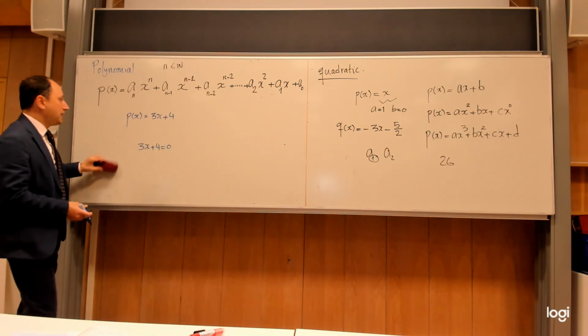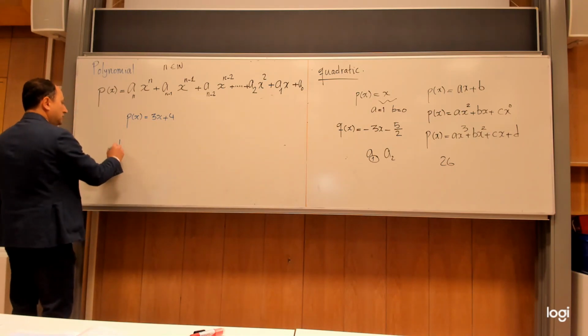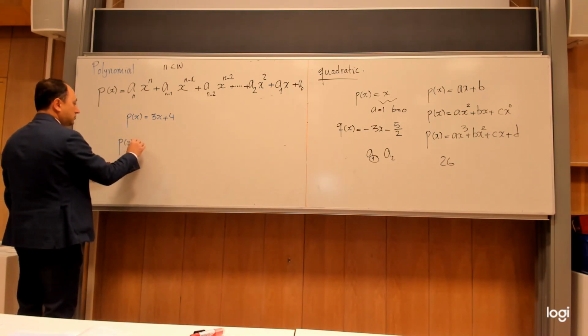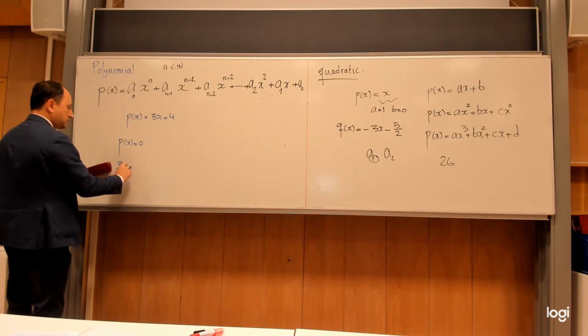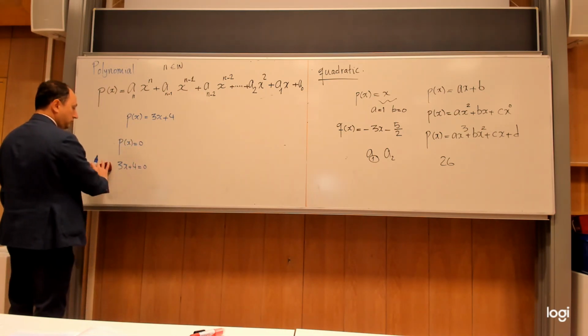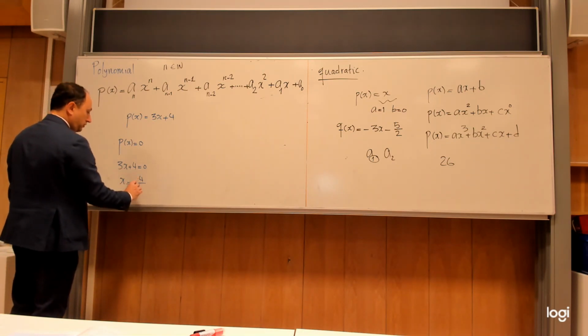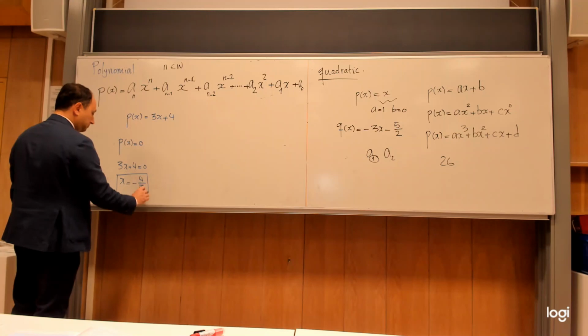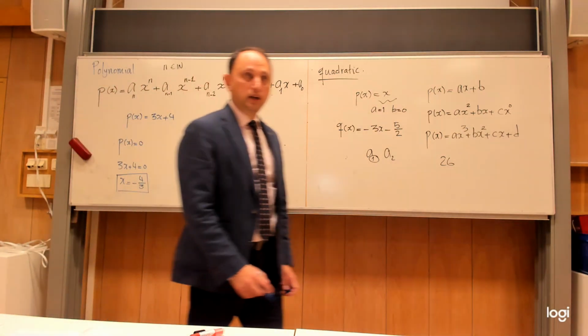So if I ask you to find the zero of this polynomial, what do you do? You say that I put p of x equal to 0, and p of x is 3x plus 4. I put it equal to 0, and everyone knows how to solve this, hopefully. It becomes minus 4 divided by 3, so that would be the zero of this polynomial. Is that understandable? Yes or no?